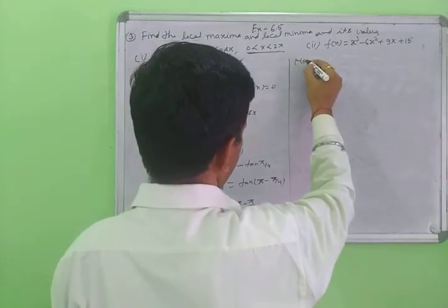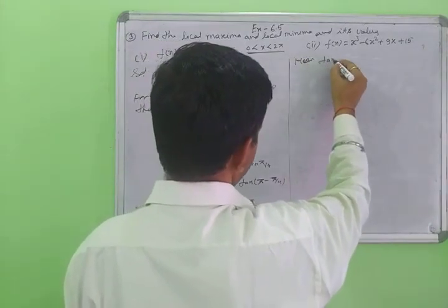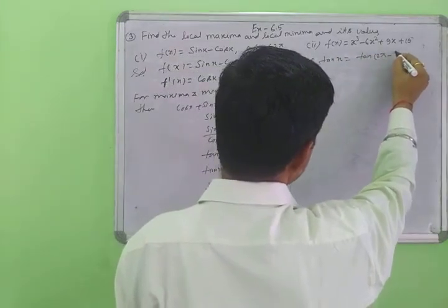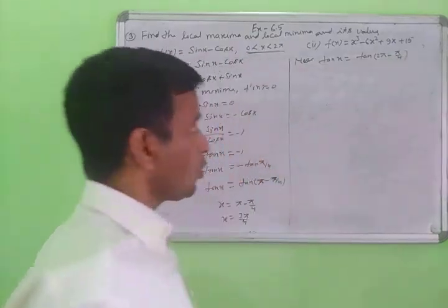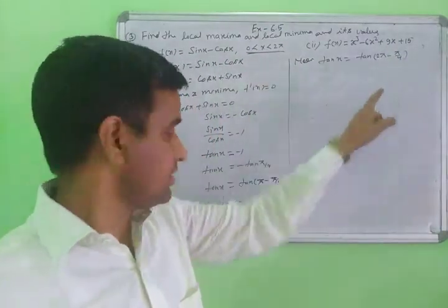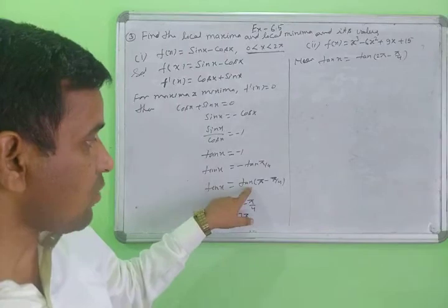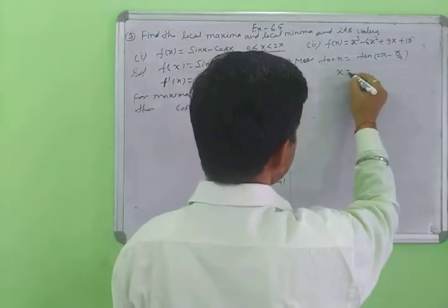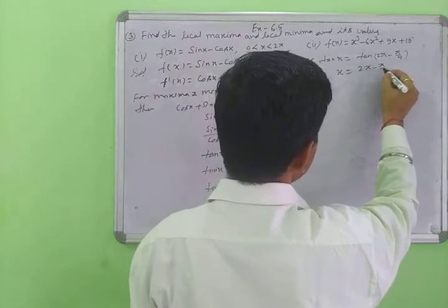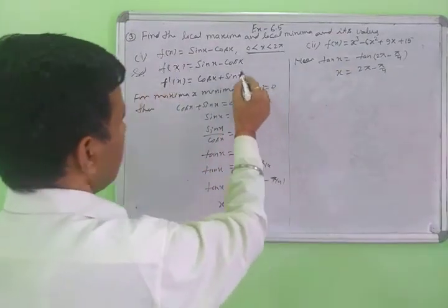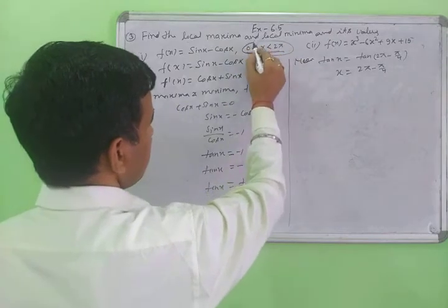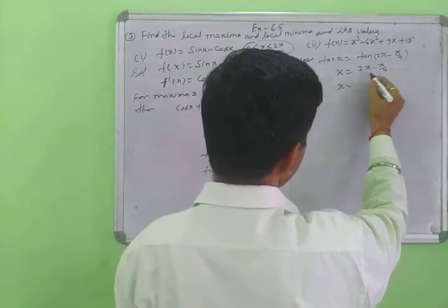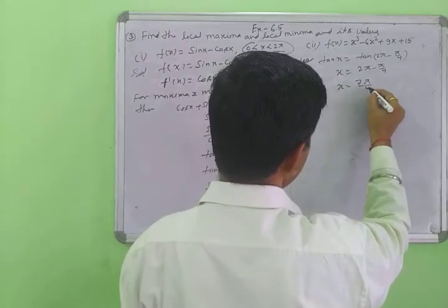Now tan x equal to tan 2 pi minus pi by 4 also. In the fourth quadrant also tan is negative. This is the second quadrant and this is the fourth quadrant. So what value of x here? 2 pi minus pi by 4, because your limit is given 0 to 2 pi. Here x equal to 7 pi by 4.